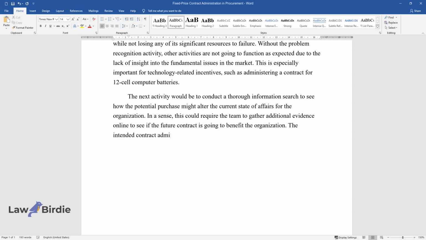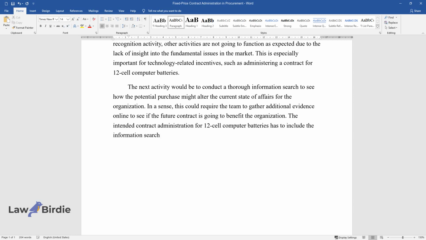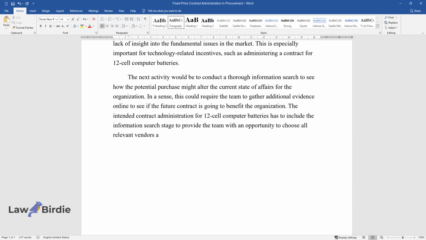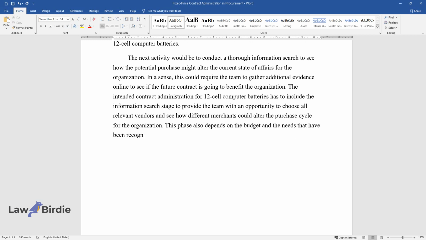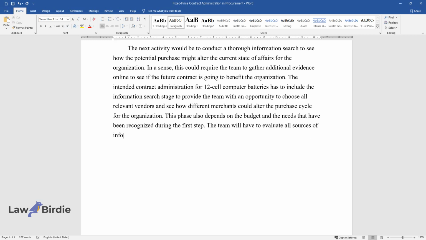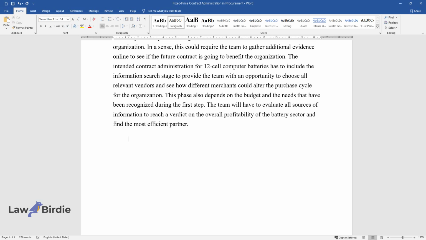The intended contract administration for 12-cell computer batteries has to include the information search stage to provide the team with an opportunity to choose all relevant vendors and see how different merchants could alter the purchase cycle for the organization. This phase also depends on the budget and the needs that have been recognized during the first step. The team will have to evaluate all sources of information to reach a verdict on the overall profitability of the battery sector and find the most efficient partner.